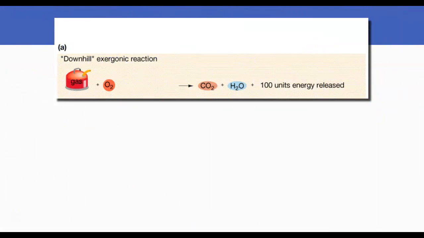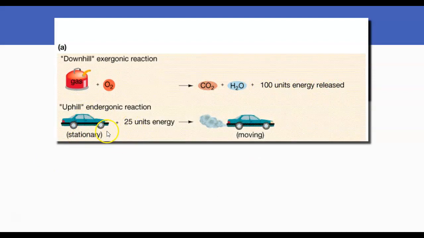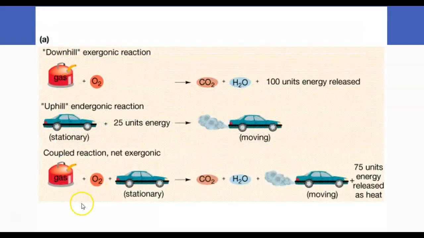So going back to that idea of gasoline, we can think about how we can couple a reaction. If you have 100 units of energy stored as potential energy in that gasoline, and you light it on fire and produce carbon dioxide and water, which are far more stable but have less potential energy because there's less energy in those bonds, that's going to release 100 units of energy. If we think about moving a car that's stationary up a hill, that's going to require 25 units of energy. So we can couple these, with the burning of the gas providing that energy to move the car.